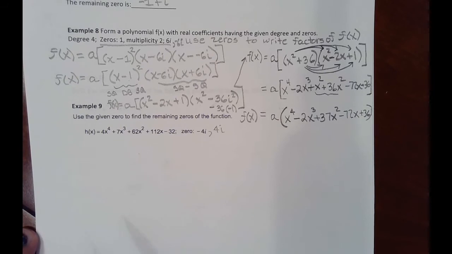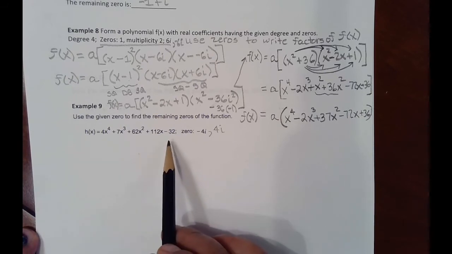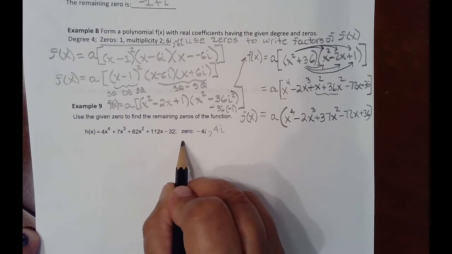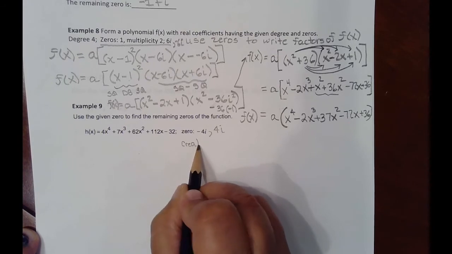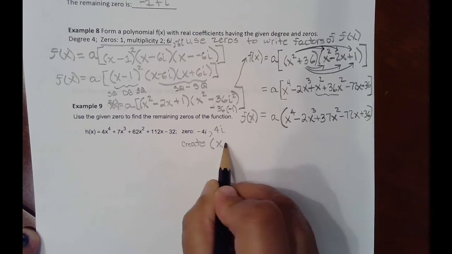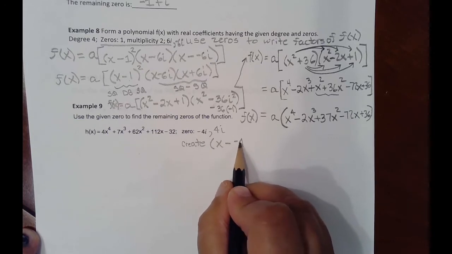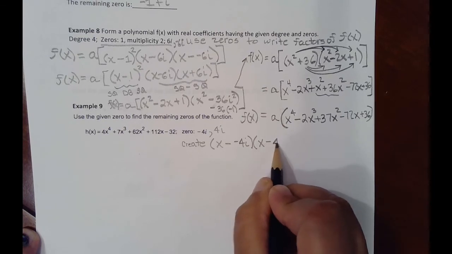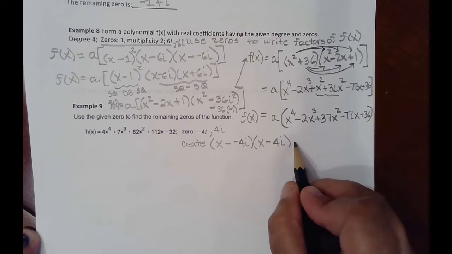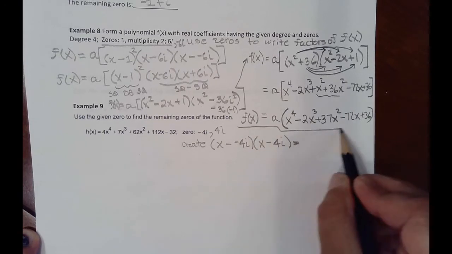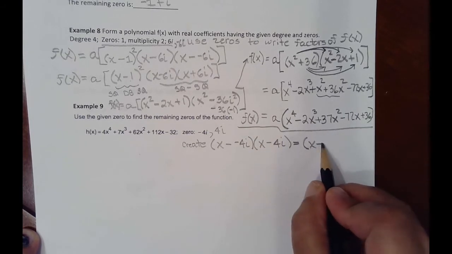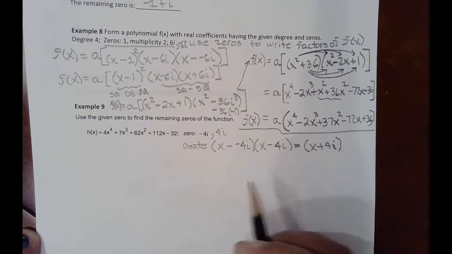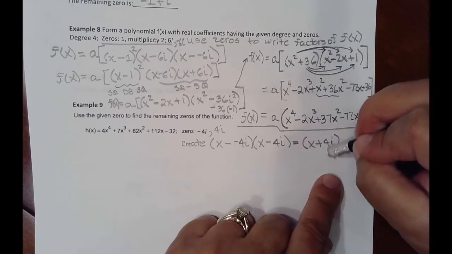And just from this, you can get a factor that we can divide into this. So just by knowing that these are zeros, we can create these two factors. x minus negative 4i and x minus positive 4i, which turns out to be x plus 4i in the first parenthesis and x minus 4i in the second parenthesis.